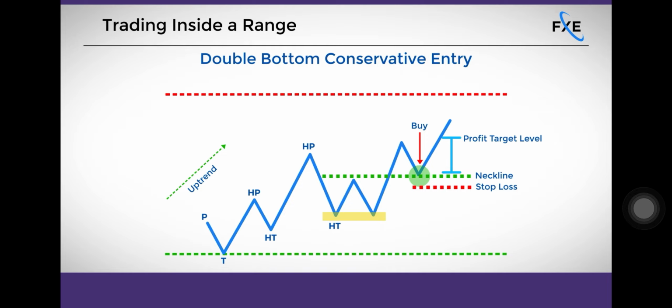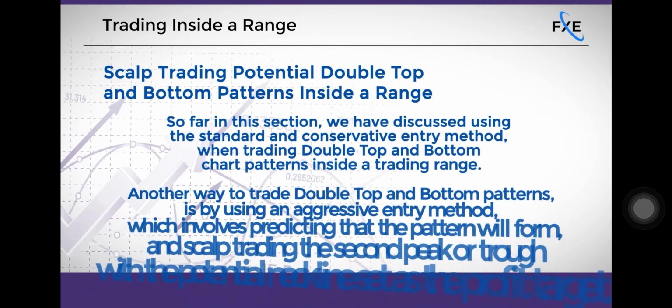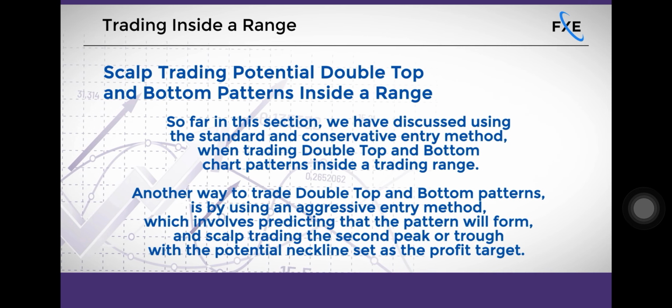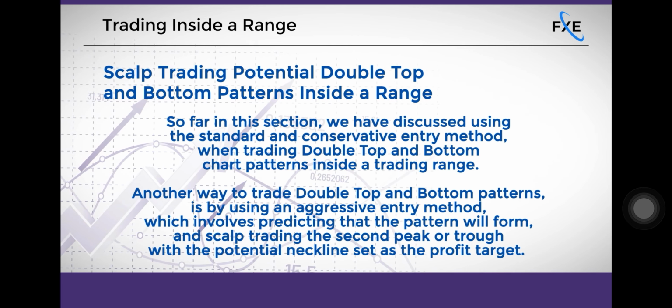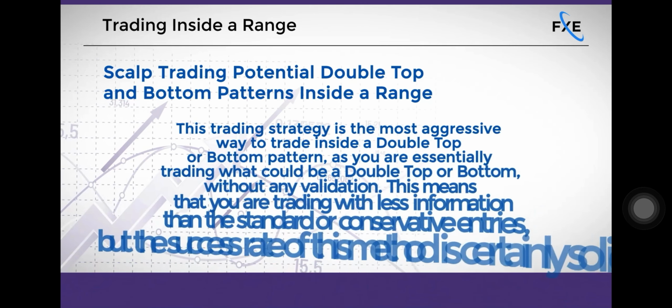Now let's take a look at scalping trading potential double top and double bottom patterns inside a range. So far in this section, we have discussed using the standard and conservative entry method when trading double top and bottom chart patterns inside a trading range. Another way to trade double top and bottom patterns is by using the aggressive entry method, which involves predicting that the pattern will form and scalp trading the second peak or trough to the potential neckline set as a profit target.